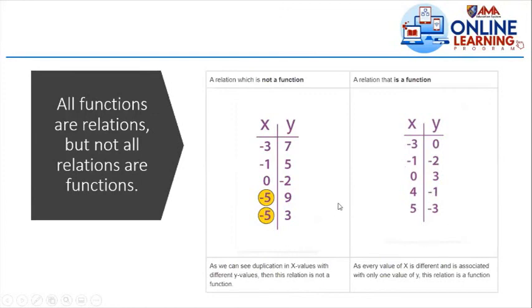This is just a relation. Okay, so again, this is a relation because of -5. Ayan, dalawang -5 and then they are connected to different values of y. Kaya relation lang ito. This one is a function since unique lahat ng values ni x. Ayan.